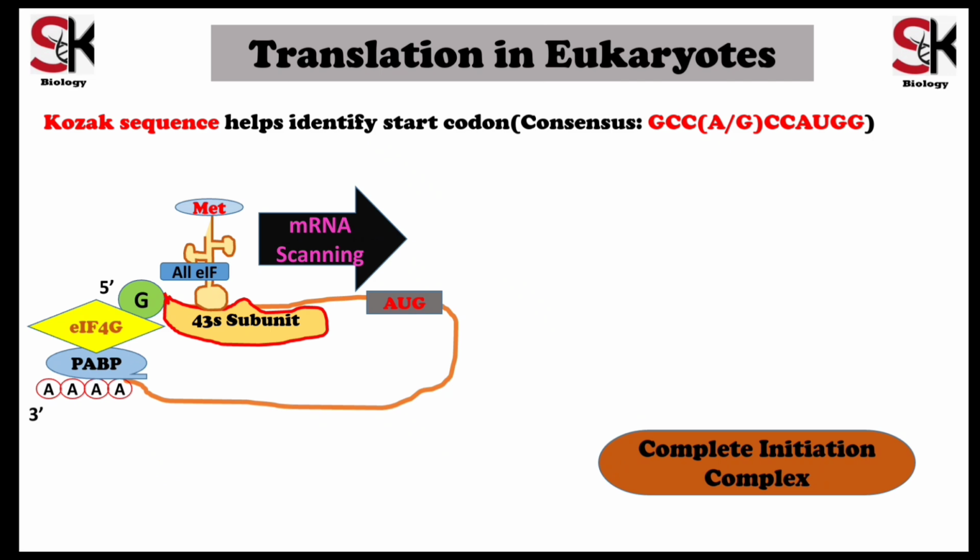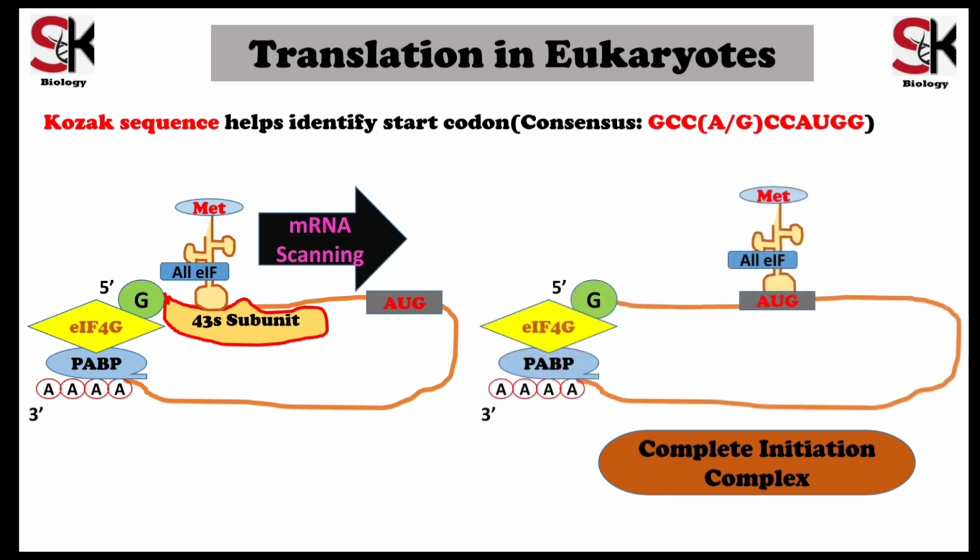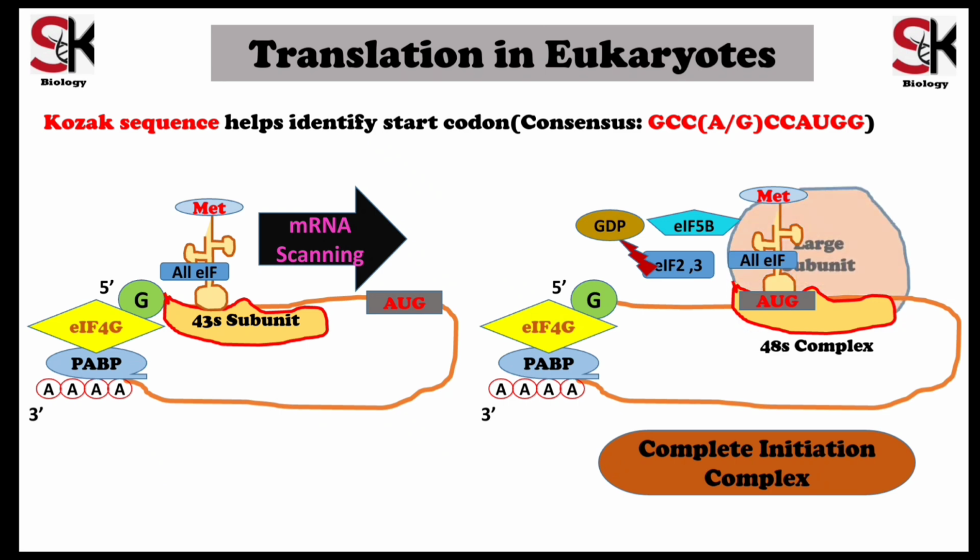The 43S complex then starts scanning the mRNA until it reaches the start codon AUG. Once this complex is at AUG, it becomes the 48S complex, where eIF2 and eIF3 get released by dissociation, which uses GTP hydrolysis. Then the 60S subunit, that is the large subunit, is added to the 48S complex with the help of initiation factor 5B. This leads to formation of the complete initiation complex, which leads to the elongation step.